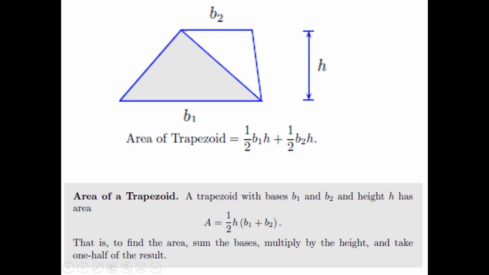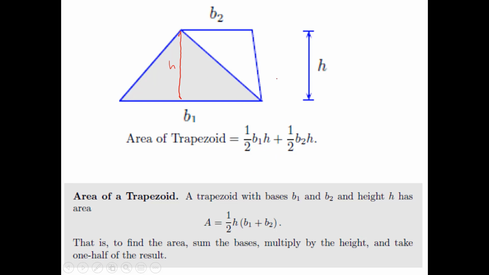Then for the first triangle, we had the base, and the height is the height of the trapezoid. Yes, this one is the h value. Now concentrating on the gray triangle, the area of the gray triangle will be 1/2 the base, this one, times the height.